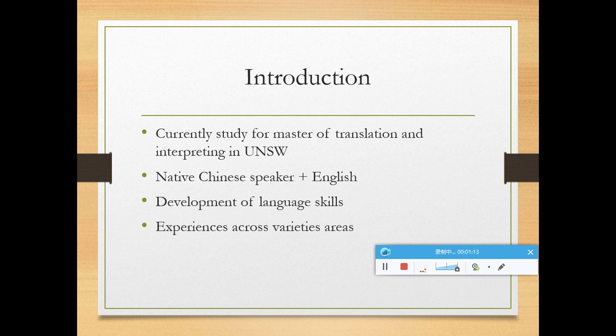So first, let me introduce myself. Now I'm a current student in UNSW and my major is the Master of Translation and Interpreting. I'm also a native Chinese speaker and English is my second language. So now I'm just focused on the translation between English and Chinese. I also keep enhancing my language skills and have gained a lot of experience in translation in several areas.